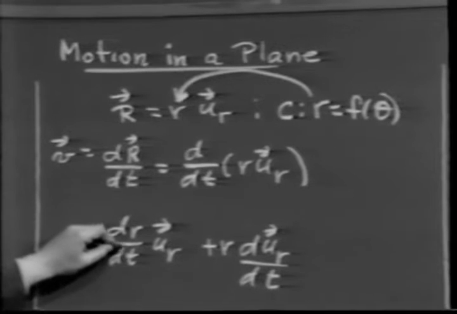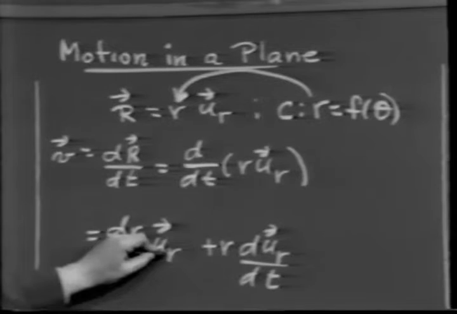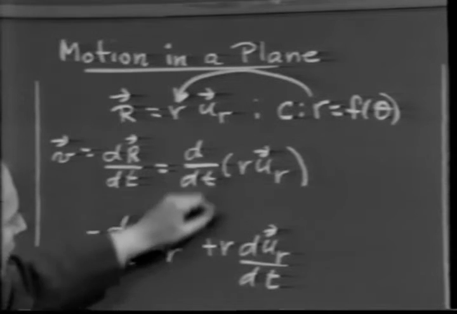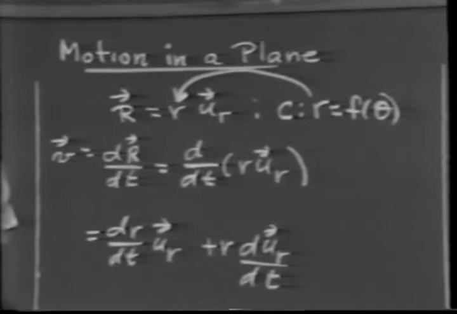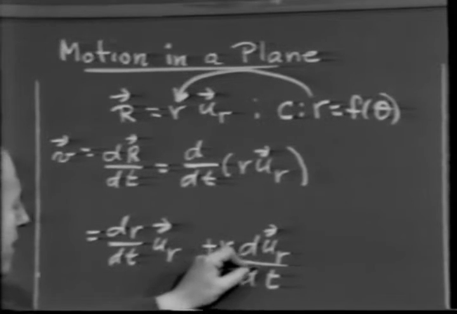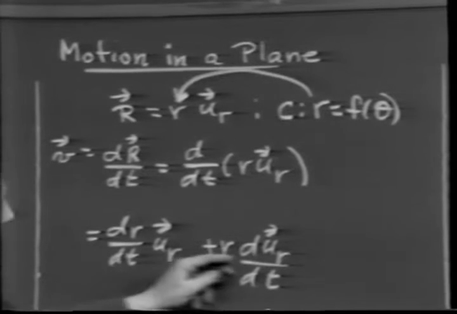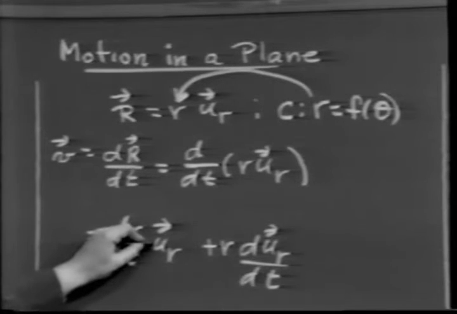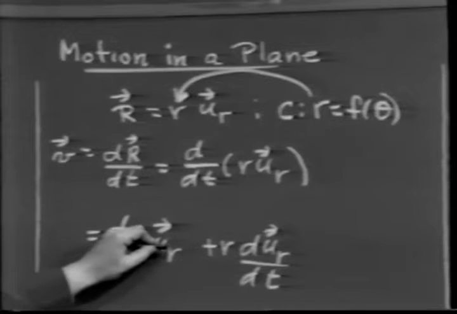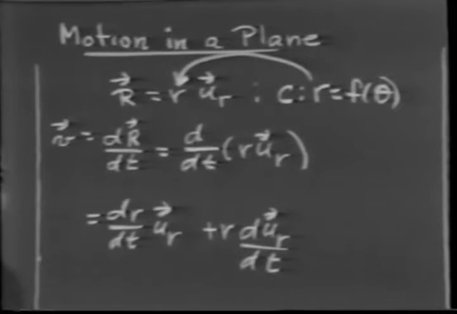I get what? This is dr/dt, in other words, the derivative of the first times the second, which is u sub r, plus the first times the derivative of the second, which is the derivative of u sub r with respect to time. Now keep in mind, there is nothing wrong with this recipe, but what I would like is to have the velocity expressed in u sub r and u sub theta components. So far I have it expressed in terms of a u sub r component and a du sub r/dt component.